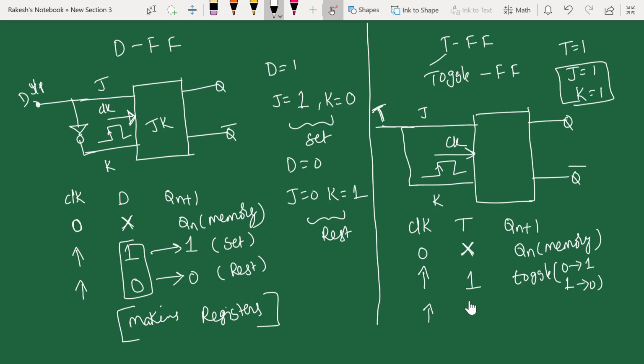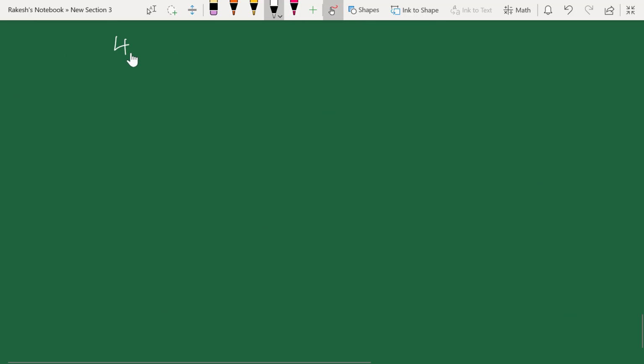Now in the same way, when the clock is enabled, when T is 0, that means you are going to have J equals 0, K equals 0. When both are 0, 0, it will be in the memory state. It will be in the same state as your previous state. So this is about your D flip-flop and T flip-flop. In designing, you are going to use 4 flip-flops. One is SR, then JK, then D flip-flop and T flip-flop.